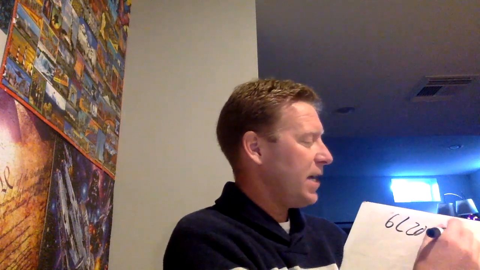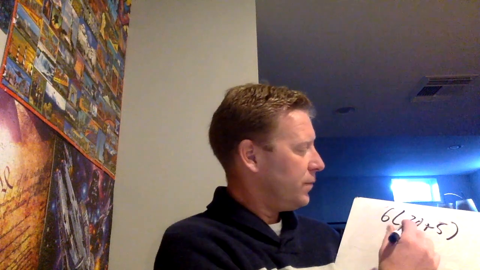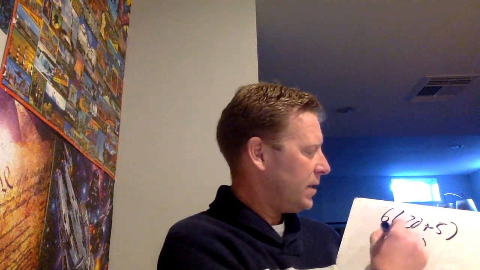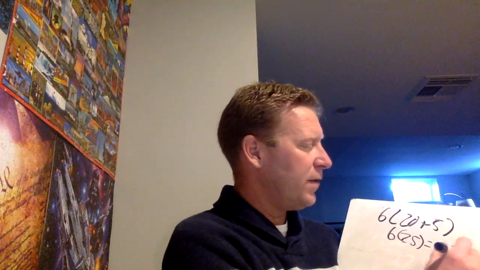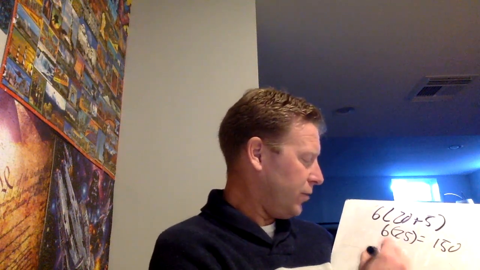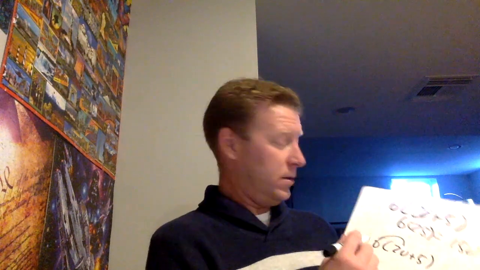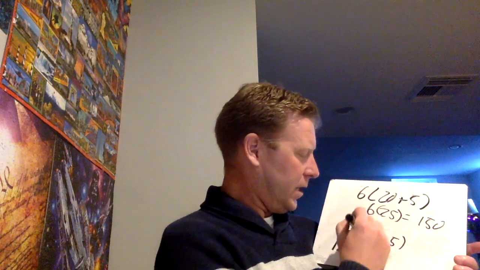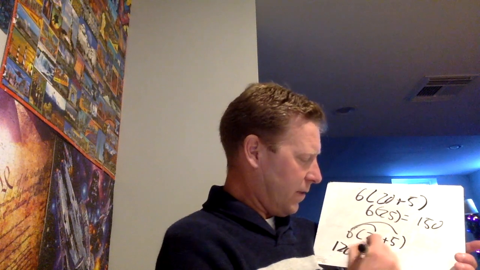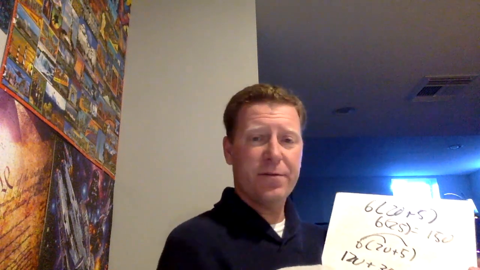So they gave me 6 times the quantity 20 plus 5. What I just have to write out is what you would normally do: you would do parentheses first. So you do 25 times 6 equals 150. The second way, guys, is to distribute it. I'll draw it for you. Distribute the 6 to the 20. That gives me 120. Distribute the 6 to the 5. That gives me 30. And then I add them together, and I get 150.